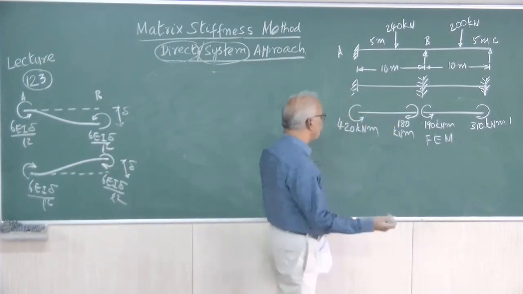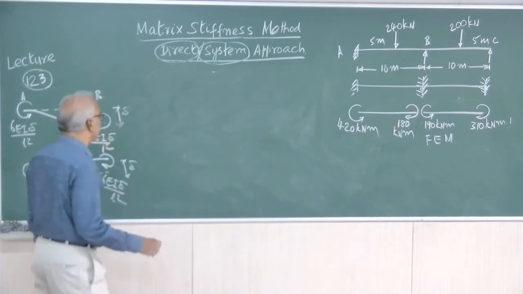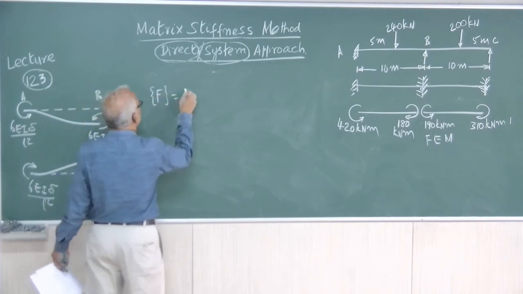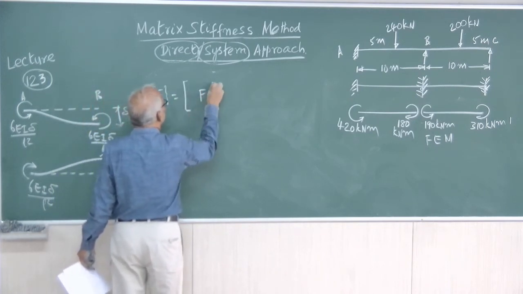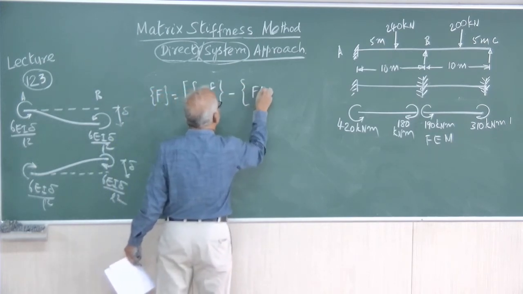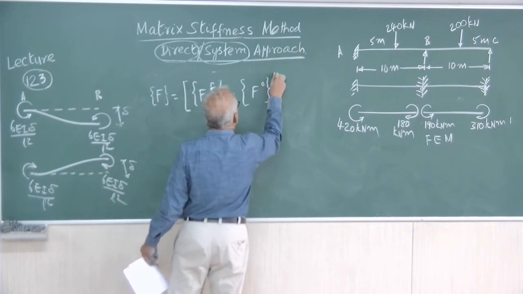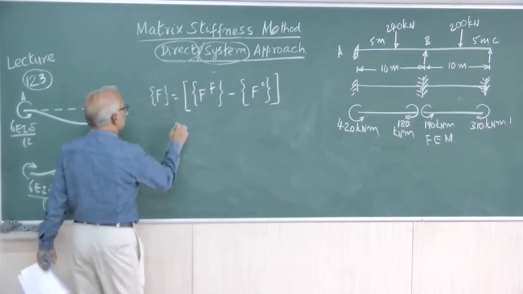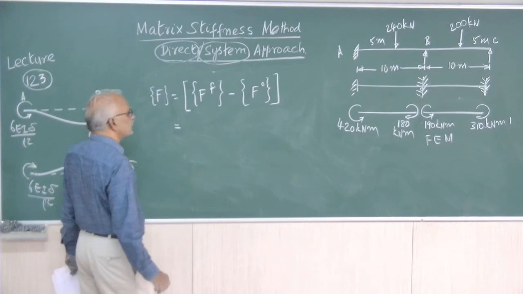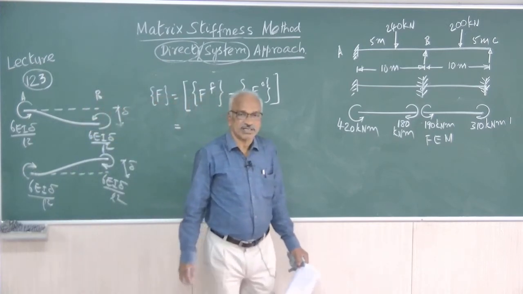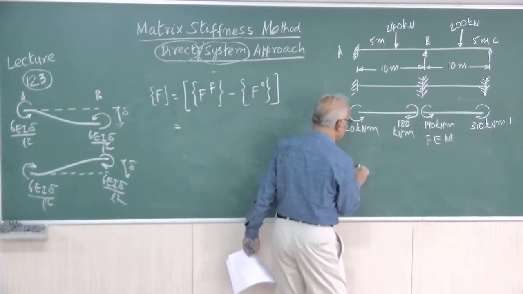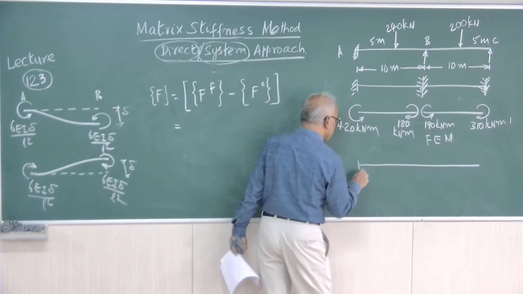Right. Now before proceeding further, we will first find out the right hand side. The right hand side of the equilibrium equation is that of F. F equals F minus F naught. In the earlier problem also we have discussed, F is the force vector that is given at the coordinates. Here there are two system coordinates.